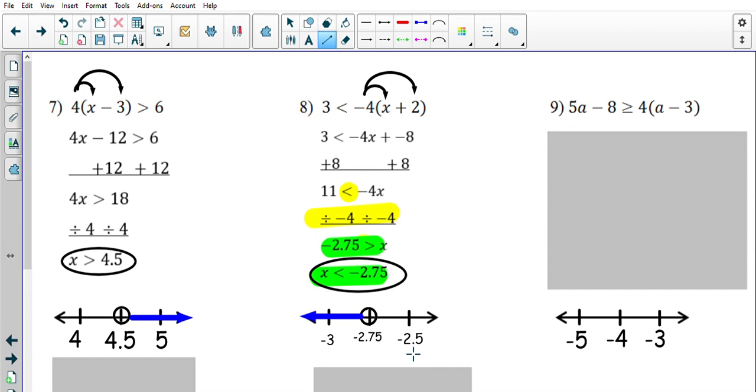All right, we have a handful more questions to see. Now we're going to have grouping symbols and variables on both sides. None of these are going to be a no solution or all real numbers kind of situation.